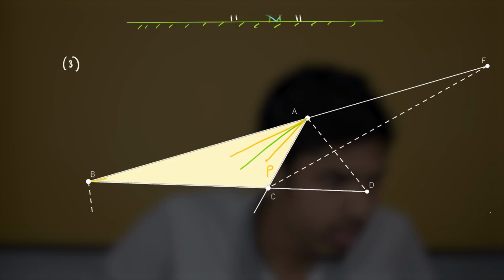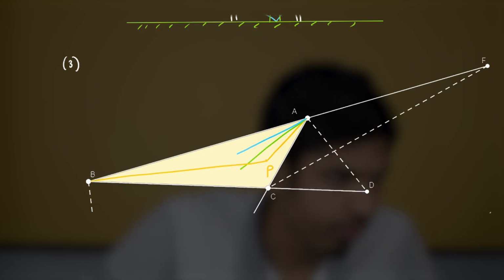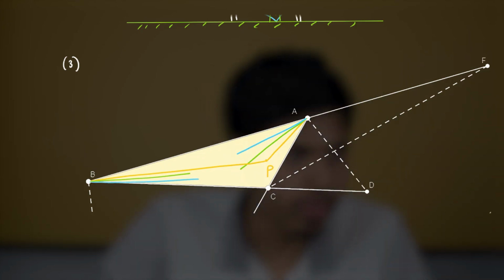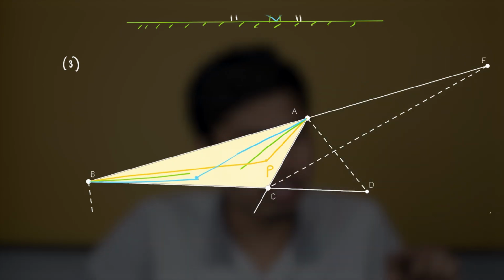Now similarly, BP is the incident ray. Let's draw the reflected ray with blue, and it will be the ray that makes equal angle with the internal angle bisector at B. And now these two will intersect, and that is the point at which the image is obtained after reflection.